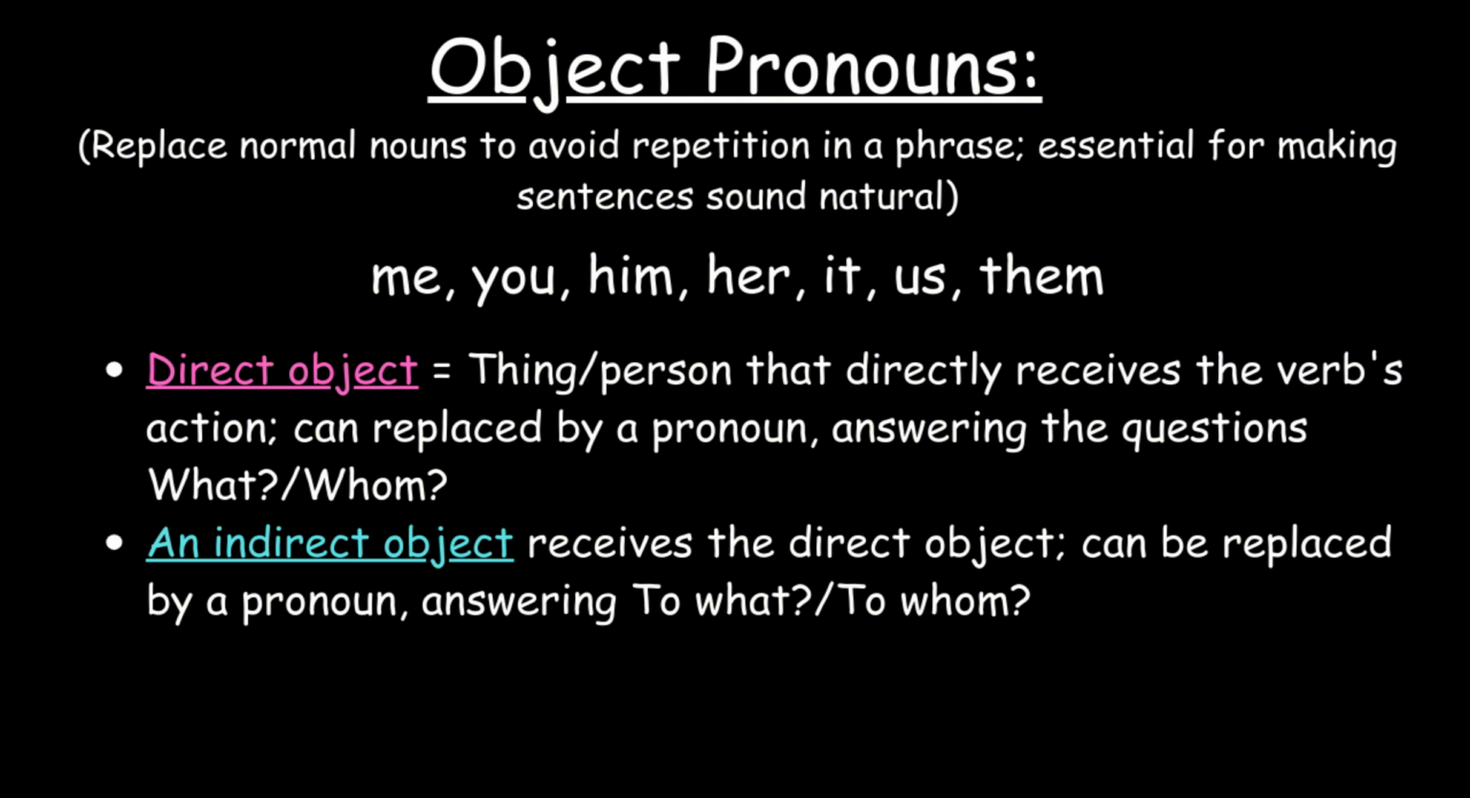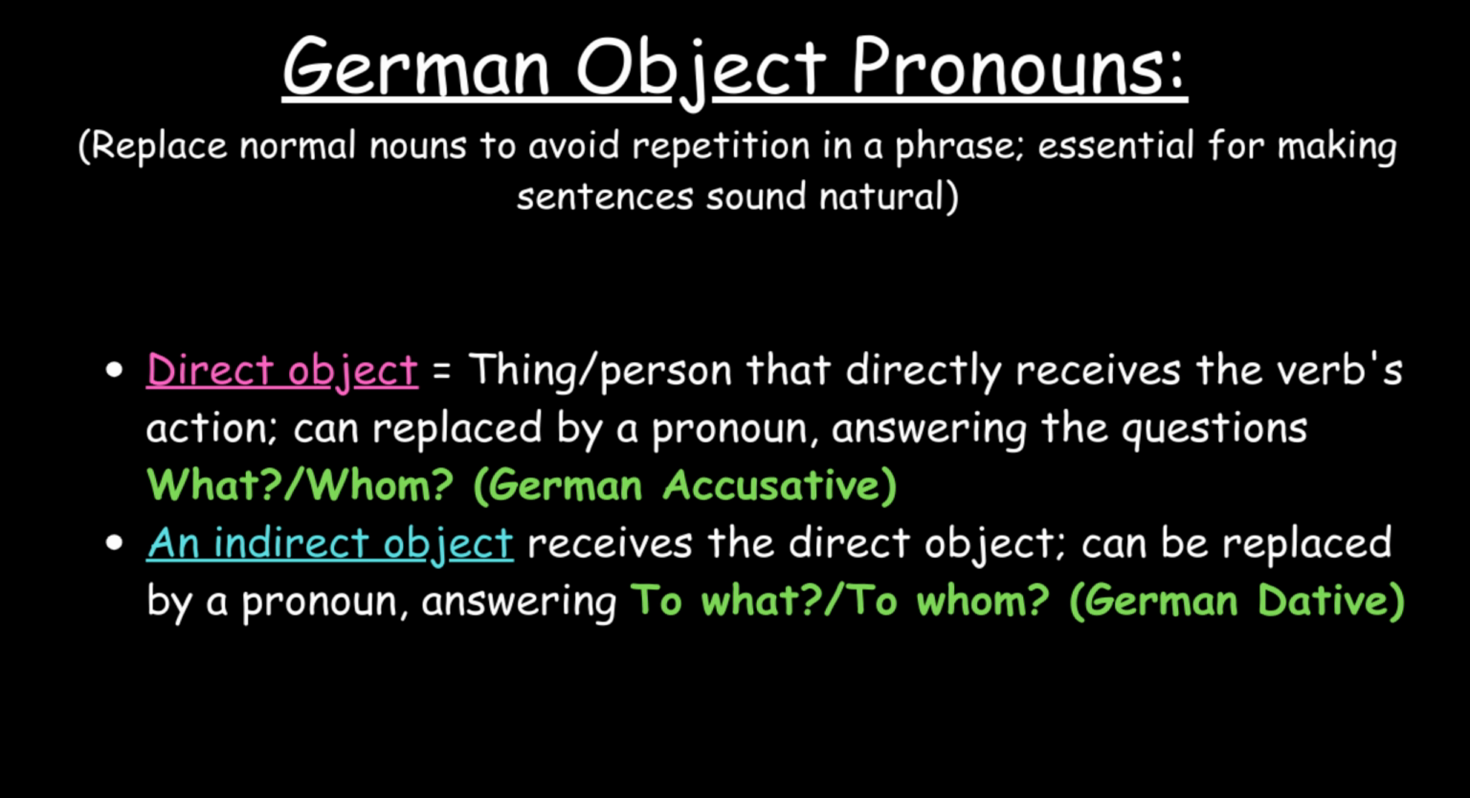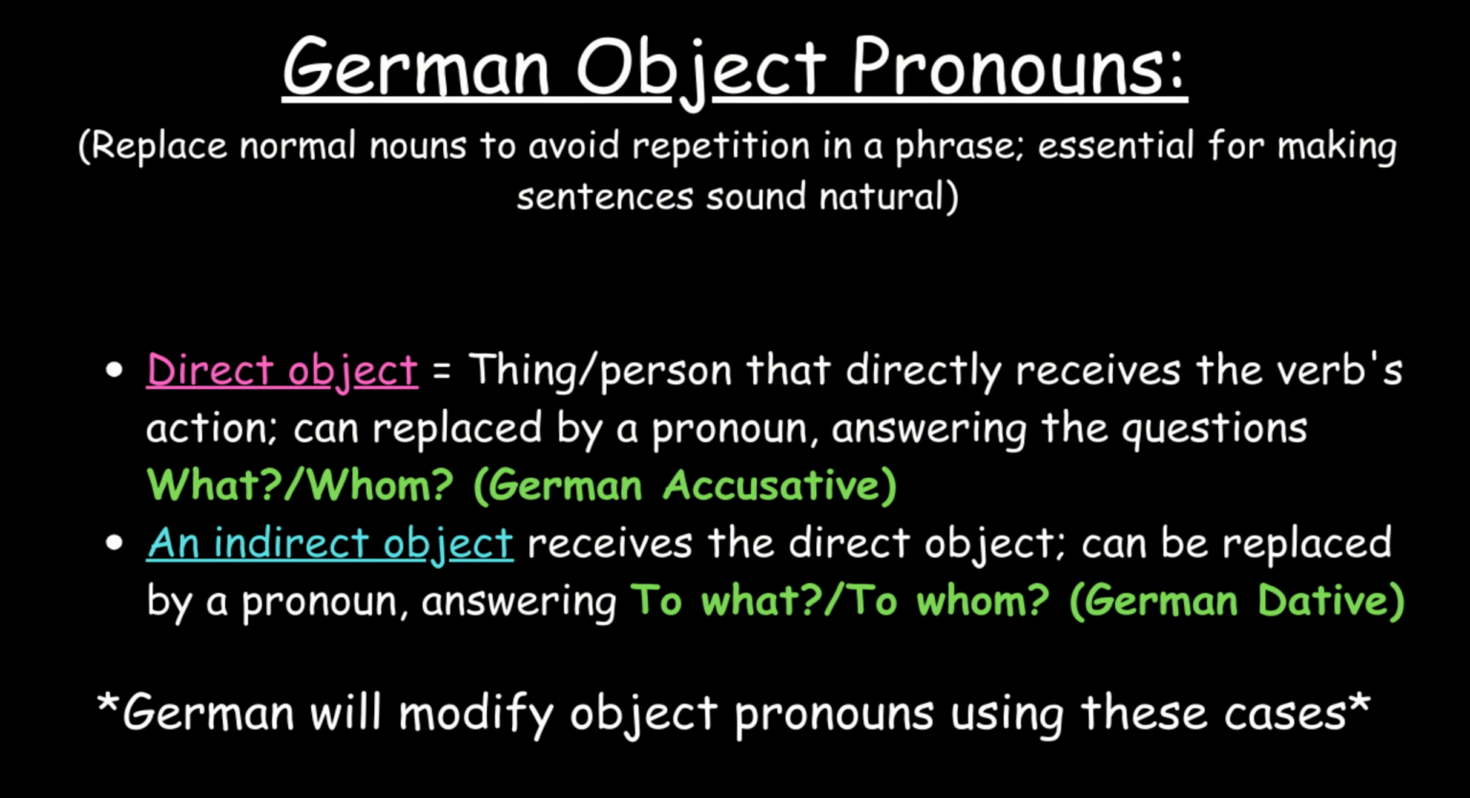to whom. When it comes to German object pronouns, they can provide a different perspective on their usage because they're affected by the cases. Looking at the questions that specify direct and indirect object pronouns in English, we can tell that they correlate to the German accusative and dative. These are the questions that the cases answer, which means that German will modify object pronouns using these cases.